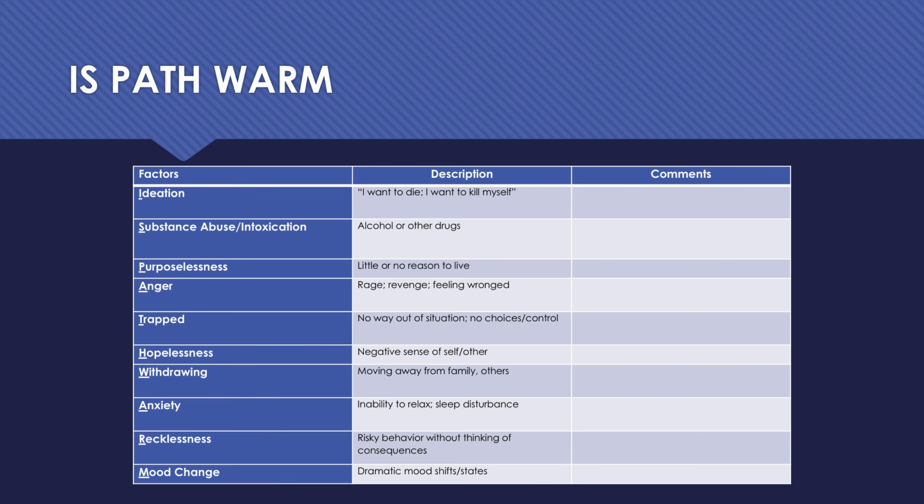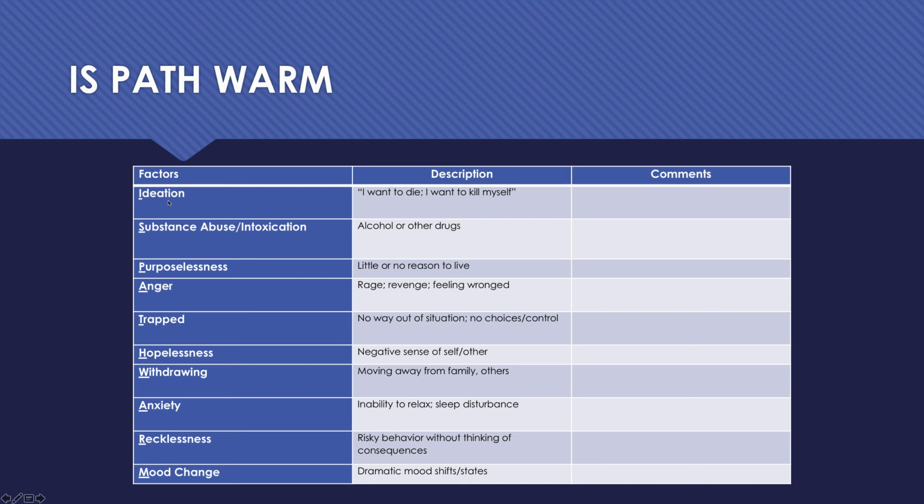Another one, because SAD PERSONS is dichotomous, yes or no, is the PATH WARM. And this table here you can print off. You can just copy it and put it into Word and print it for your records, and you can use it. PATH WARM is something that I didn't make, but I made this very cool table.